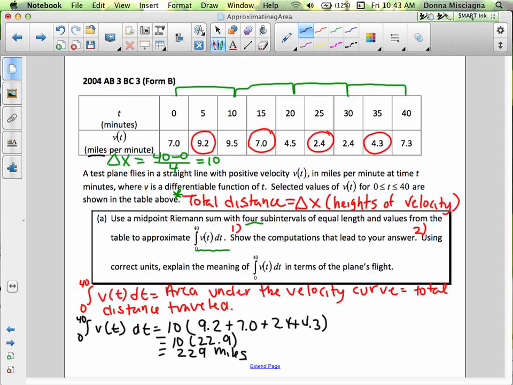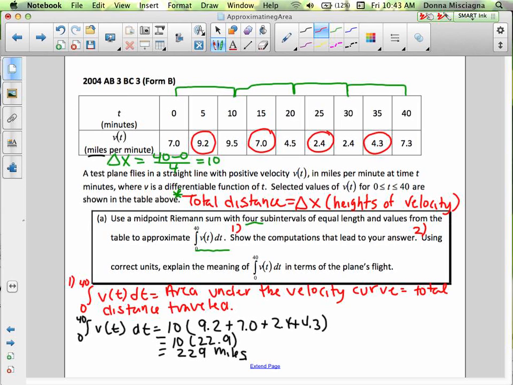All right, so now we have done question 1. Those are the computations that lead to our answer. Number 2: using correct units, explain the meaning of the integral from 0 to 40 of v of t dt in terms of the plane's flight. I'd be surprised, highly surprised, if there wasn't a question just like this on the AP test. So now, this was 1, now let's do 2.